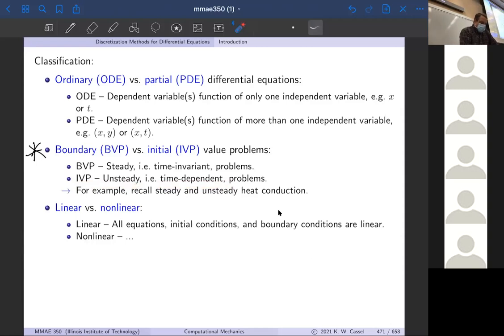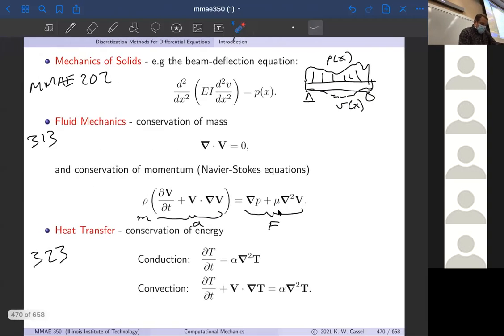So like our heat conduction equation back here, if things do not change with time, if the temperature doesn't change with time in this case, then partial t is zero. And then for the conduction case, you're just left with del squared T is equal to zero. That's actually Laplace's equation, which is a steady partial differential equation. Same thing here.